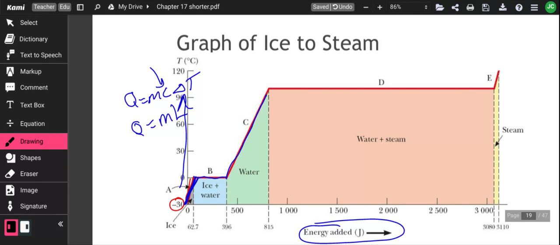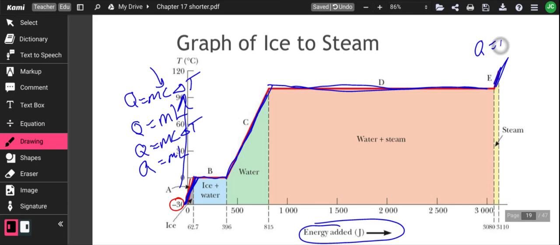Once all of the ice is melted, we are then going to see a temperature increase again. Q is equal to mc delta T. And then we get to steam, and we have another latent heat that is going to occur. So that's Q is equal to mL. And then there is finally another specific heat, Q is equal to mc delta T.